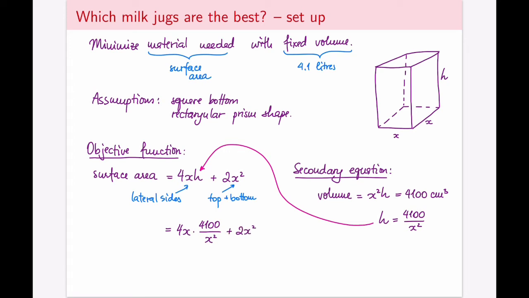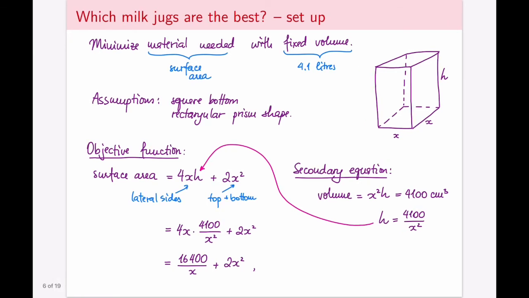Okay, and let's simplify this a little bit. I notice that one of my x's can get canceled here, and I can put together the two factors. So altogether, I will end up with 16,400 over x plus 2x squared.